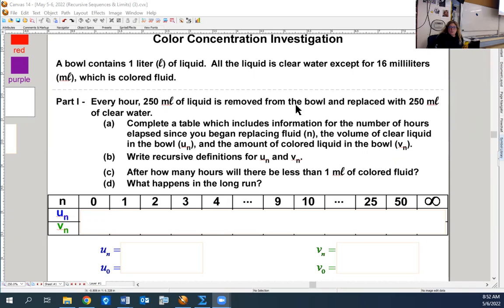Okay, I still see some people writing. As you're writing, think of how many milliliters are there in 1 liter? Anyone know? 1,000. Yes, 1,000. So there are 1,000 milliliters in a liter. That's going to become important below when we do the problem. So there's 1 liter, or in other words, 1,000 milliliters in this bowl.